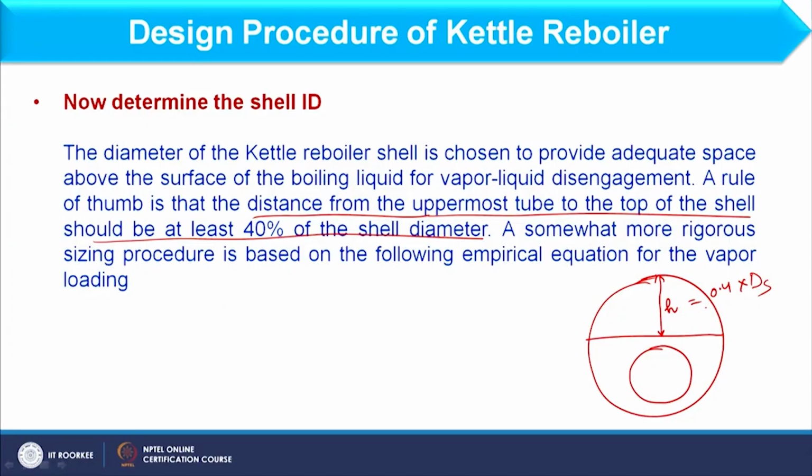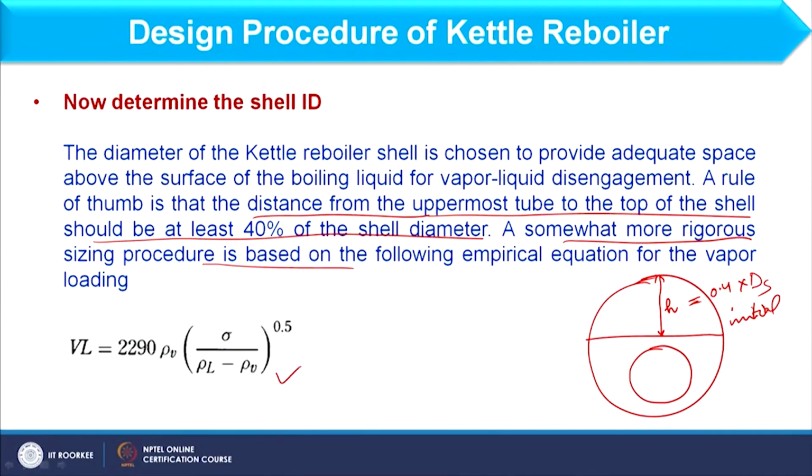However, if you follow Sinnott's book, there we have a different method to find the shell ID, that is how much vapor you need to generate, and accordingly you have to provide the vapor liquid separating section. So you see h is equal to 40% of Ds, and that is only the initial guess. Instead of doing this, we need a more rigorous procedure to size the shell. For that purpose we compute the vapor loading. That vapor loading you can find using this expression. It is also available in Sinnott's book, but it is not in volume 6.